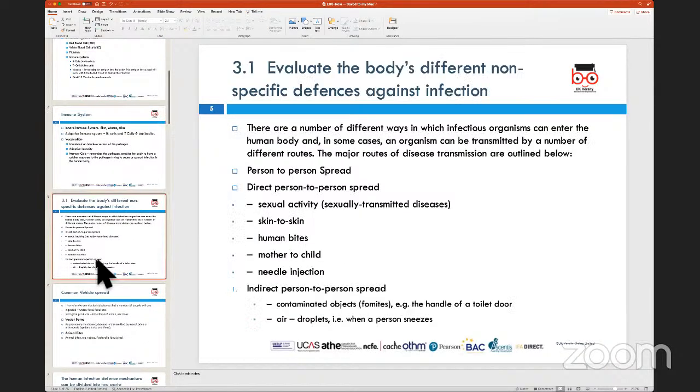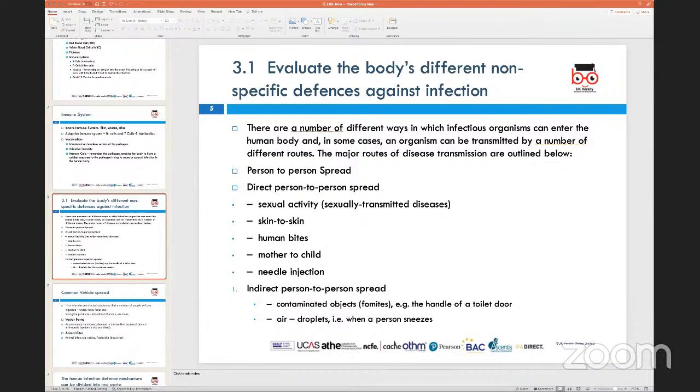Now, with this, we go into some of the assessment criteria with the understanding in this background. So when we look at the first one, it talks about evaluating the body's different non-specific defenses against infection. So what we've understood so far is basically defenses which the body has when the pathogen enters the body. Now, what are the defenses which your body has, which are non-specific against any sort of infection?